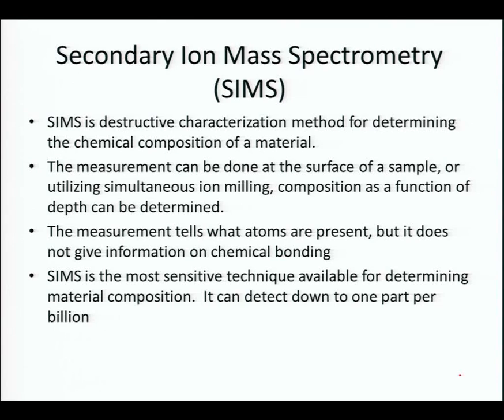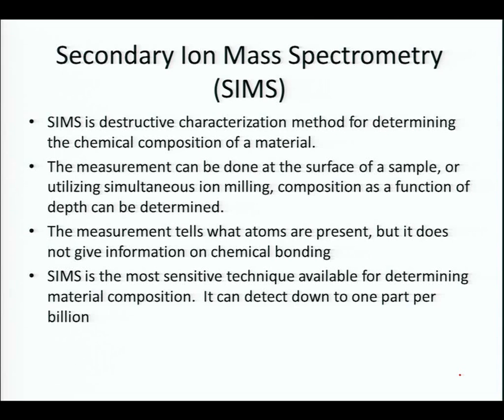The measurement can be done at the surface of a sample or utilizing simultaneous ion milling. The composition as a function of depth can be determined. So what we can do is when we initially shine our ion gun on the surface, we're looking at that surface. But as the ion gun interacts with the surface, it actually mills it away. So if we would keep the gun in the same spot, we can actually dig into the sample and get resolution as a function of depth.